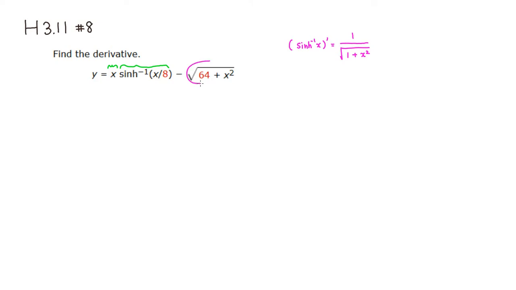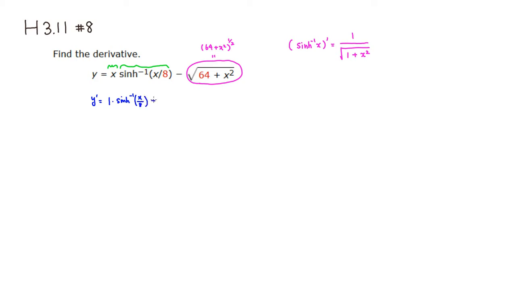So this guy as quantity 64 plus x squared raised to the 1/2 power. Alright, so y prime is going to be equal to the derivative of the first guy, which is 1, times the second. So you have hyperbolic sine inverse of x over 8.